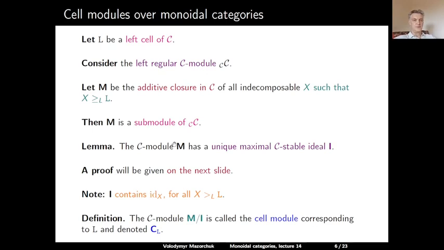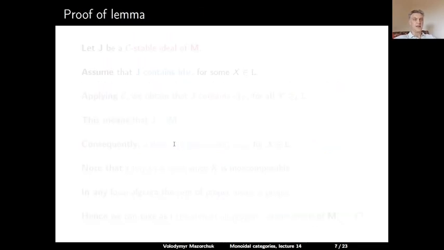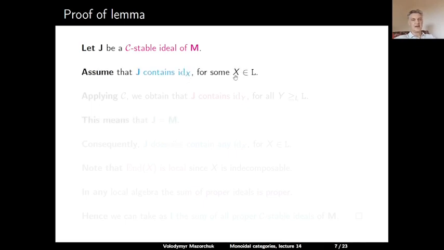Now let us prove the lemma. Proof of the lemma: we need to prove that our module M has a unique maximal C-stable ideal. So let J be a C-stable ideal of M. Assume that J contains the identity on some element X in L. Then we can apply C, so we tensor X with anything in C on the left, and in this way we can obtain as direct summands all indecomposable objects Y which are left greater than or equal to L.